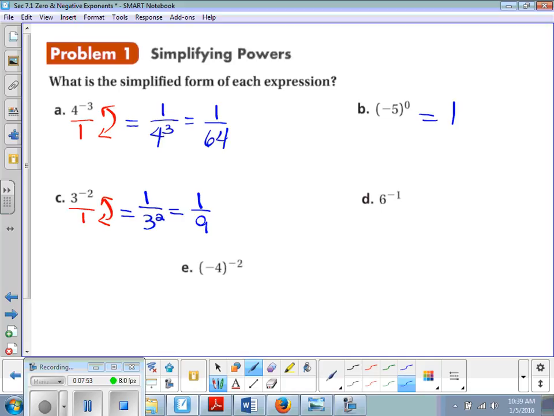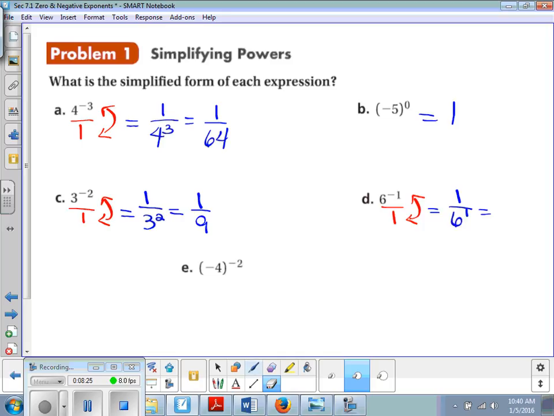Good. Here, same thing. We're going to put it over 1 and flip it. When we do that, we end up with 1 over 6 to the positive 1, 6 to the first, which when you simplify, 6 to the first is just equal to 6. So that's 1 over 6, right? How about letter E? What's that going to be? 1 over 4 to the 6? Does everyone agree?